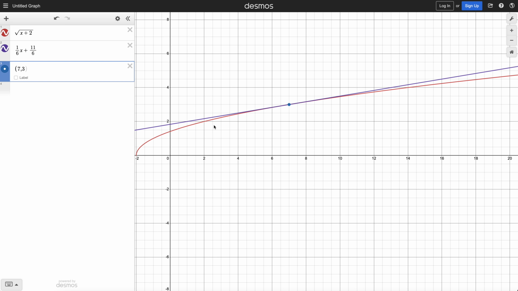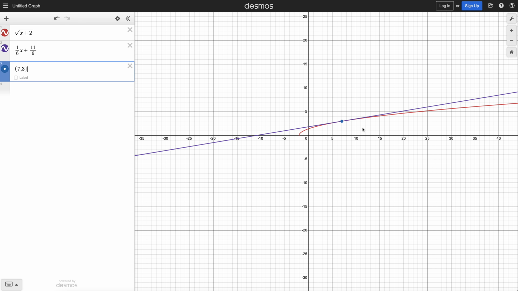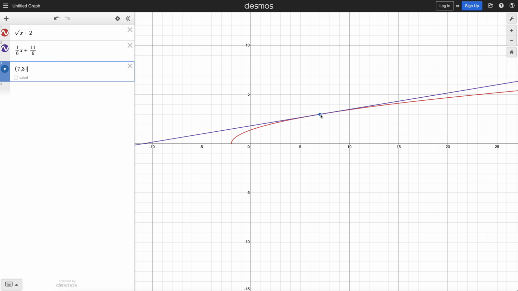So the red one is our square root function. Our bluish purple looking thing is the tangent line, and you can see the tangent line touches the function at that one point and then goes off. Right? So zoom out and zoom in. You can see it just barely touches the function at a single point, and that's all we need to find the line tangent to the function at a single point.